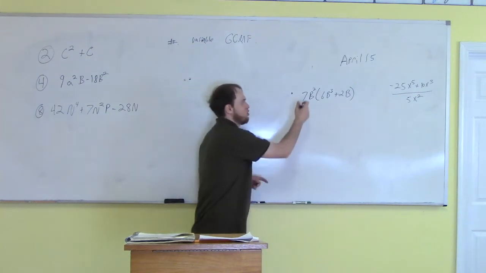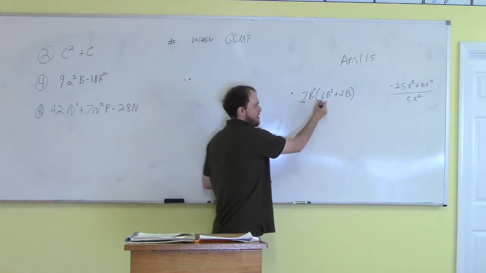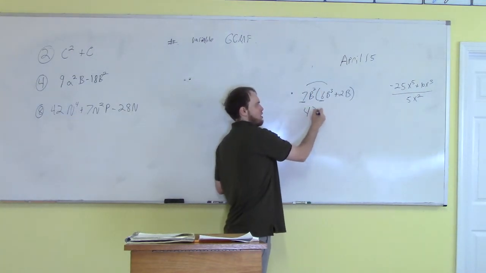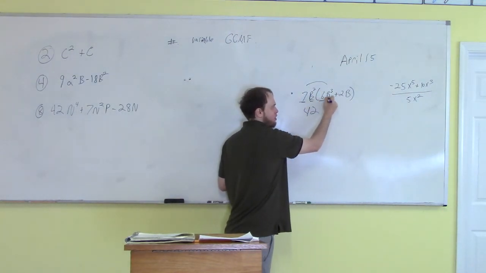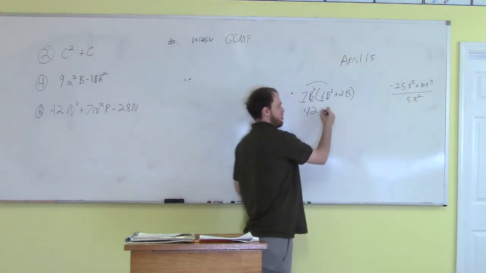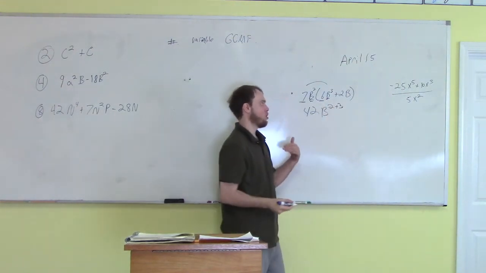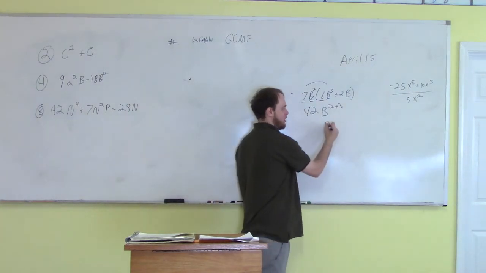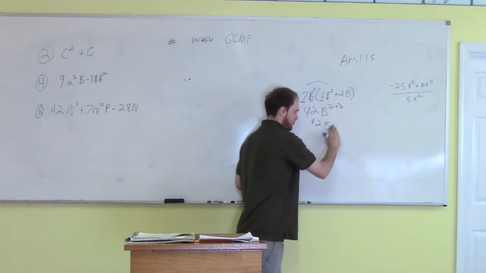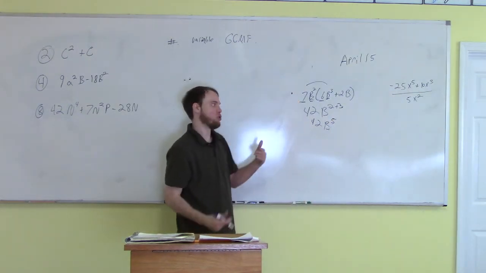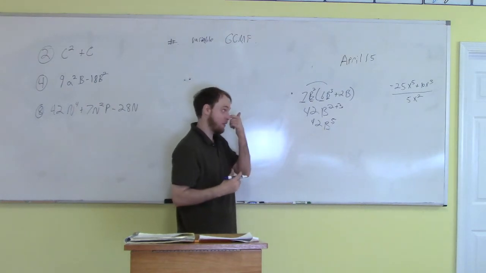And so I'm going to do the number times the number. So 7 times 6 would give you 42. And then you're going to do the b squared times the b cubed, which means you're going to do b to the 2 plus 3. So 2 plus 3 is b to the 5th, and so that term would be 42b to the 5th. So again, number times number, when you do variable times variable, you add the exponents.